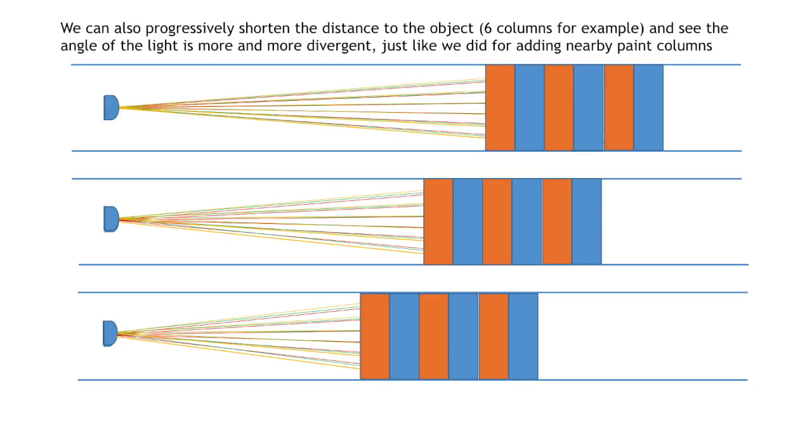So we can also progressively shorten the distance to the object. We can just keep adding paint, and so we can say we have 6 columns now worth of paint, and we're going to do the same thing. We're just going to shorten the distance to them, and you start to see how these light ray patterns start to develop, getting more and more divergent as the object gets closer.